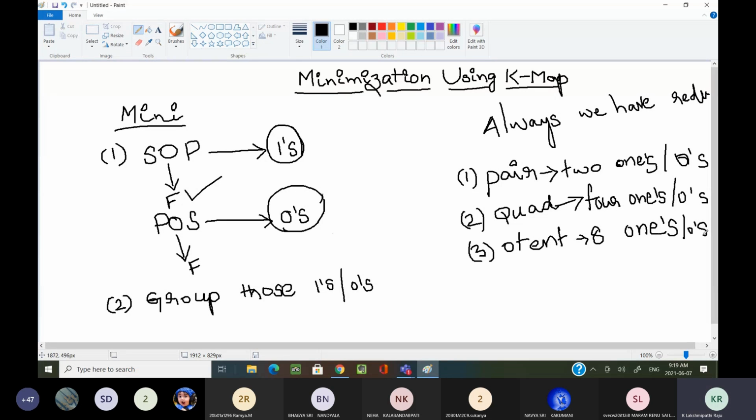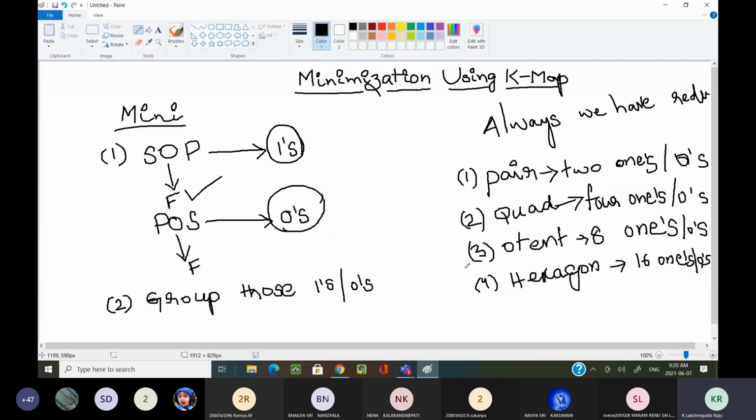Now, if you group 16 ones, that will become a hexagon. Am I correct? Yes, sir. 16 ones or 16 zeros, it will become a hexagon. Up to here is enough for us. In our problems, up to 4 variables, the pair, quad, octant and hexagon are enough for us.